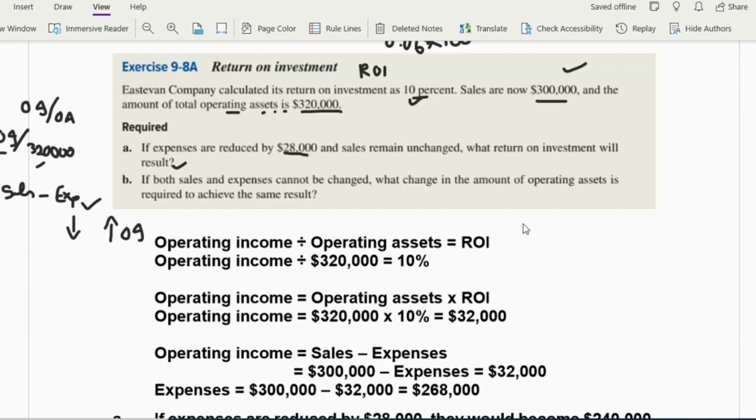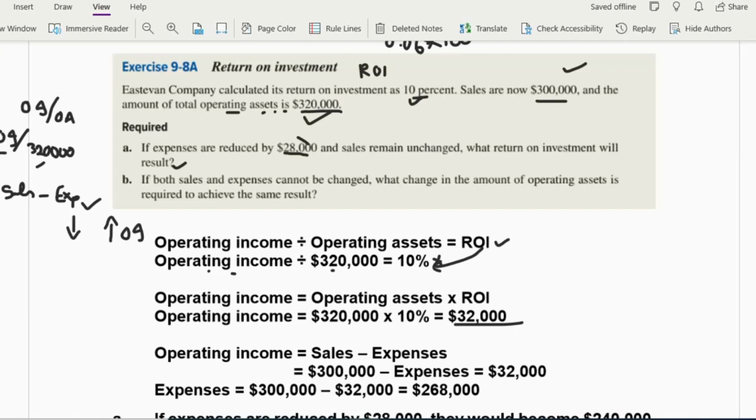So we know the formula for ROI, operating income divided by operating assets. Operating income is not known, but operating assets are given as 320,000, and we also know the current ROI, that is 10%. If you want to calculate operating income, take this operating assets to the other side of the equation. Here it is in division form, on the other side of the equation it will become multiplication. So operating income is equal to operating assets multiplied by ROI, and when you do that, you get your operating income 32,000. Now you have two ways.